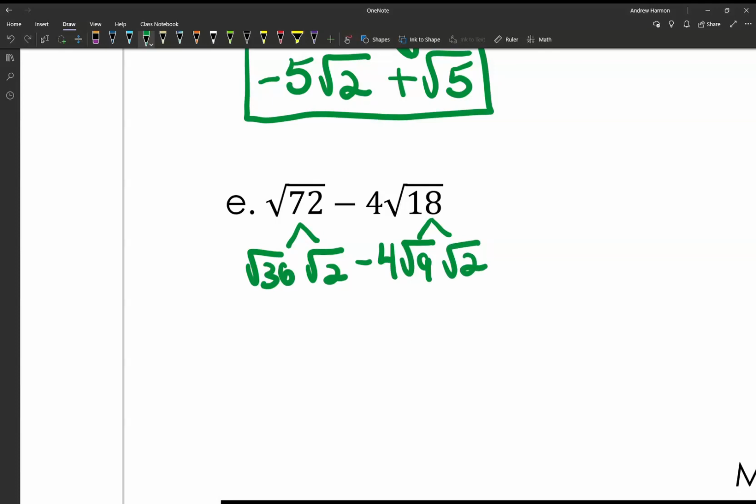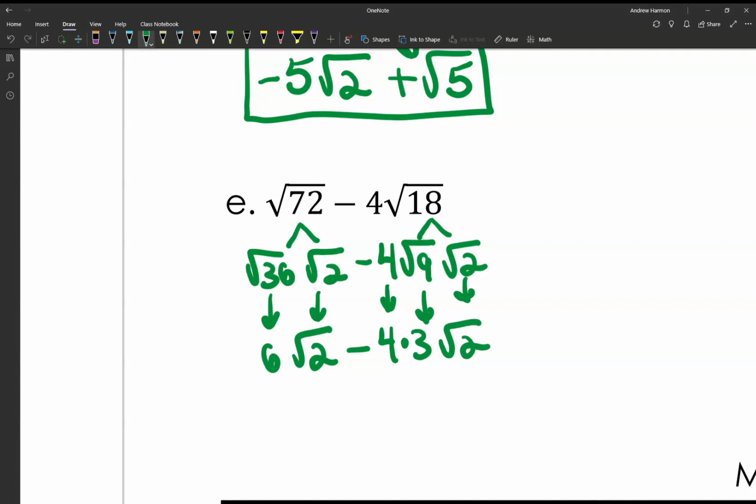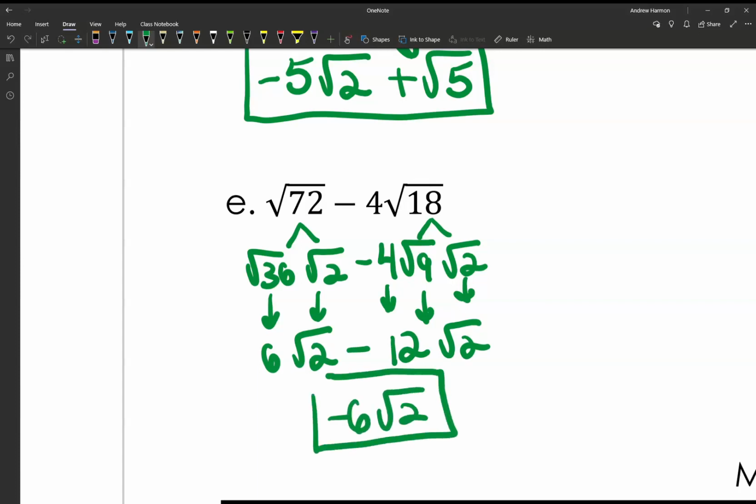So now we're going to simplify this stuff. Square root of 36, that is a 6, square root of 2 just comes down. Minus 4 comes down, square root of 9 is 3, and then square root of 2 I can't do anything with. This 4 times 3 becomes 12. Then I have 6 square roots of 2 minus 12 square roots of 2. So 6 minus 12 is -6 root 2. And there's our solution there.